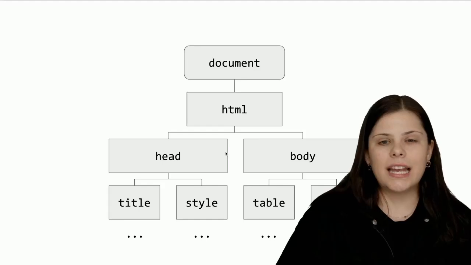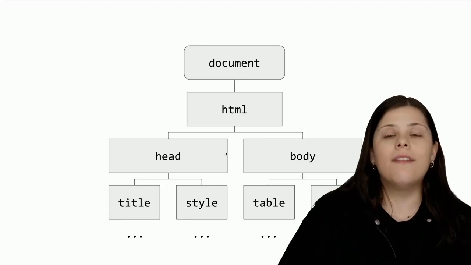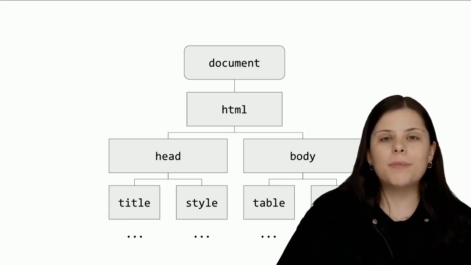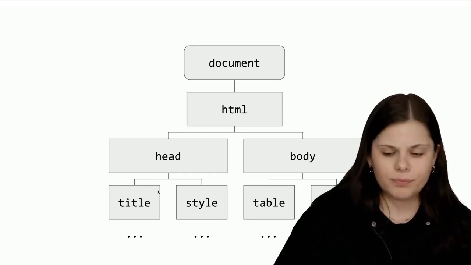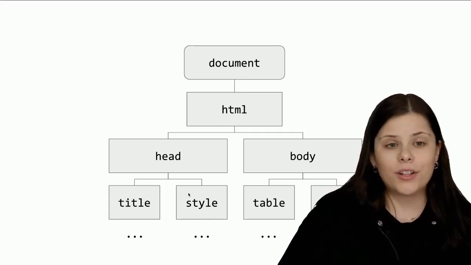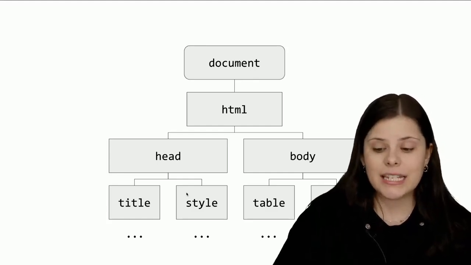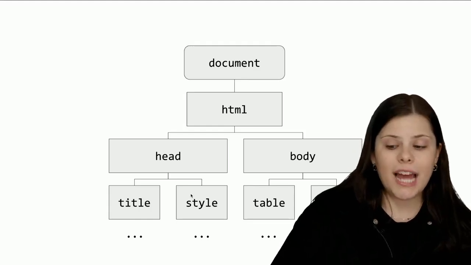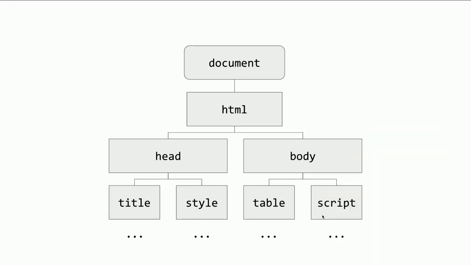And the difference is that head contains that metadata, something that is not necessarily visible to the user, but something that is really helpful for the file and for the computer. For example, the title of your web page or the style, so those CSS attributes that we're going to talk about in just a second. You can also put script inside of the head, or you can also put it inside of the body, and we will talk about the choices around why and how.